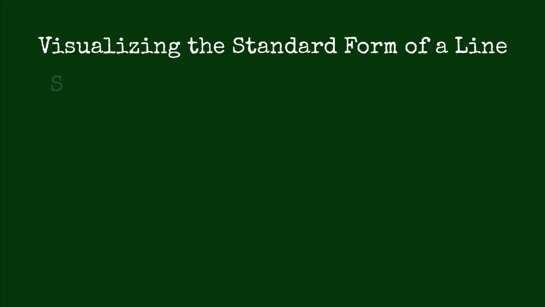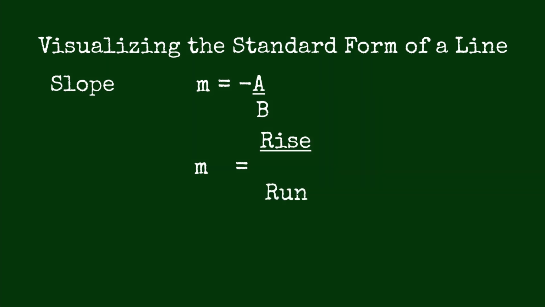Visualizing the standard format of a line requires you to be familiar somewhat with the slope of a standard form of a line, and that's m equals negative a over b, where a is the coefficient that precedes the x and b is the coefficient in front of the y, and it's got to be negative.